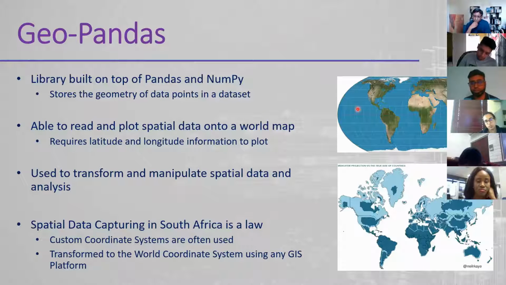And the second part is you need to understand that the Geopandas library is actually built over pandas and NumPy. So it stores the geometry of data points in the data set and keeps the values that are generally associated with pandas and NumPy. Now, it is able to both read and plot geospatial data. The important thing is that when it's plotting geospatial data, you have to ensure that it's the same coordinate system used on all your data sets.